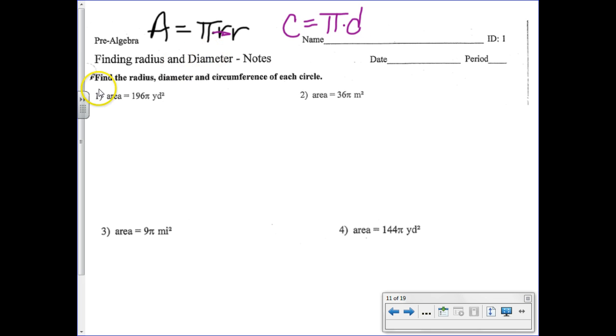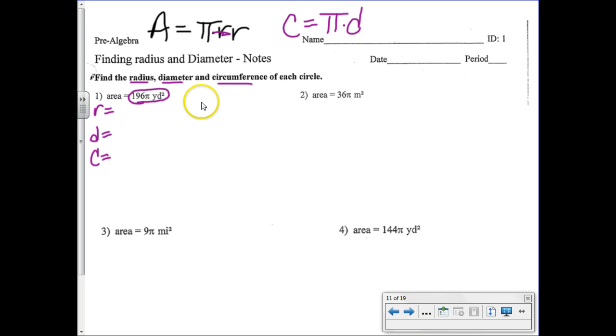Okay? All right, now let's take a look at what they're asking us to do in each of these. Find the radius, find the diameter, and find the circumference of each circle. So really what we need to do is write r equals, d equals, and c equals on every single one of these. Okay, and I'm going to do my work over here. Now, I have given you the area, 196 times pi square yards. We have to work backwards from this information in order to figure out our other pieces.